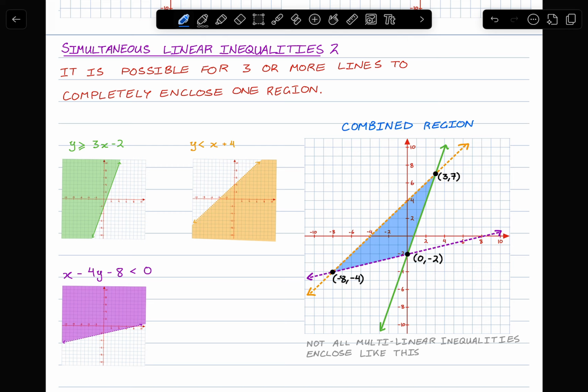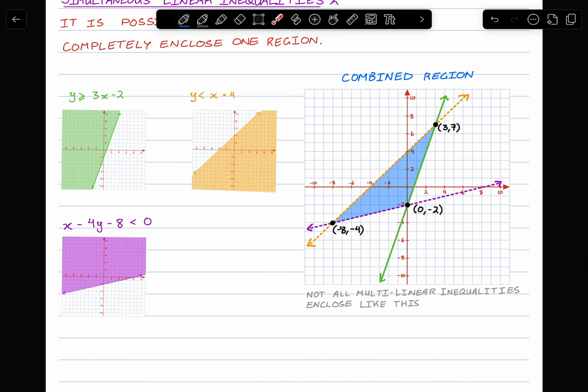Hello class, this is a video tutorial continuing on simultaneous linear inequalities. In this video, I'm going to be demonstrating that it's actually possible for 3 or more lines to completely enclose one region. So I've shown you here 3 different inequalities.